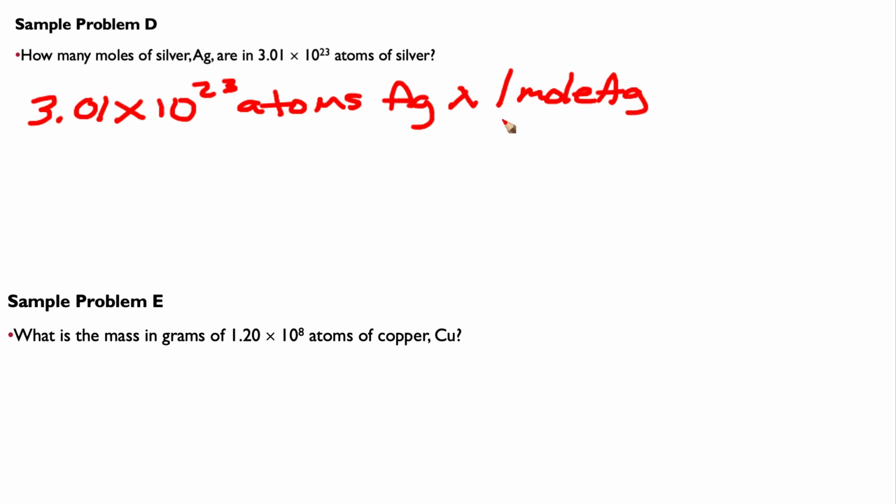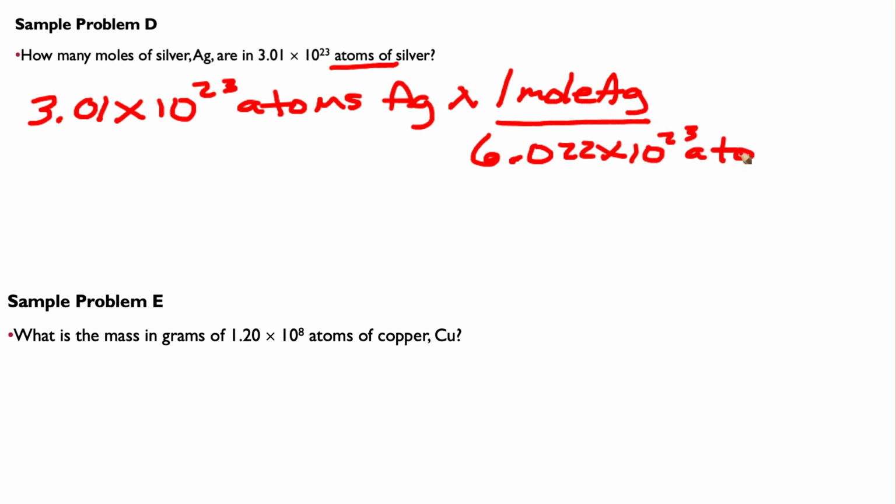When we're dealing with atoms and we need to use a conversion factor, we're going to use Avogadro's number. So 6.022 times 10 to the 23rd atoms Ag. So I do that on my calculator, 3.01 times 10 to the 23rd divided by 6.022 times 10 to the 23rd, equals 0.50 moles of Ag.